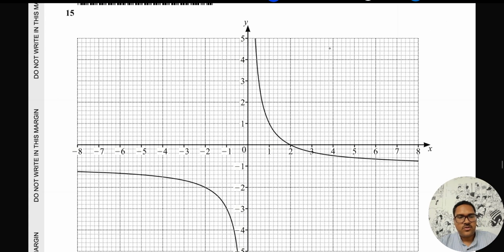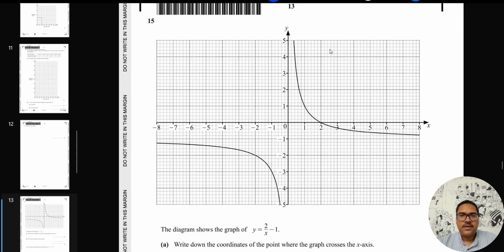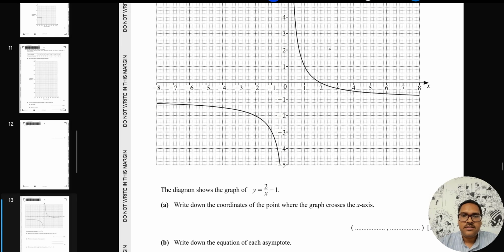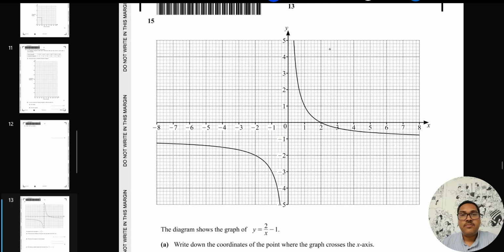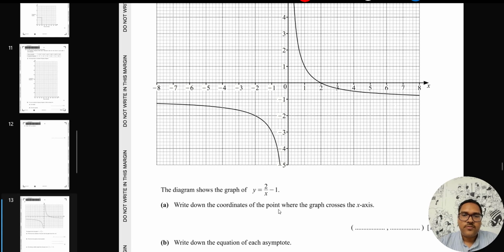Now the next question. Now this is a question on graph. Let's see. The diagram shows the graph of y is equal to 2 by x minus 1. Now you can see this is a reciprocal graph, which is defined by a hyperbola, and this is defined by the asymptotes. Okay. So the question is, write down the coordinates of the point where the graph crosses the x-axis. So you can clearly see this is the point which is crossing the x-axis. So this is 2, 0. That is the answer. This one is easy. Write down the equation of asymptote.